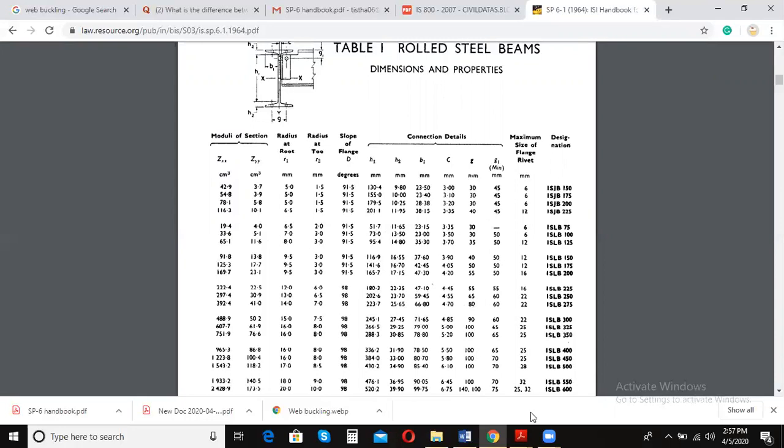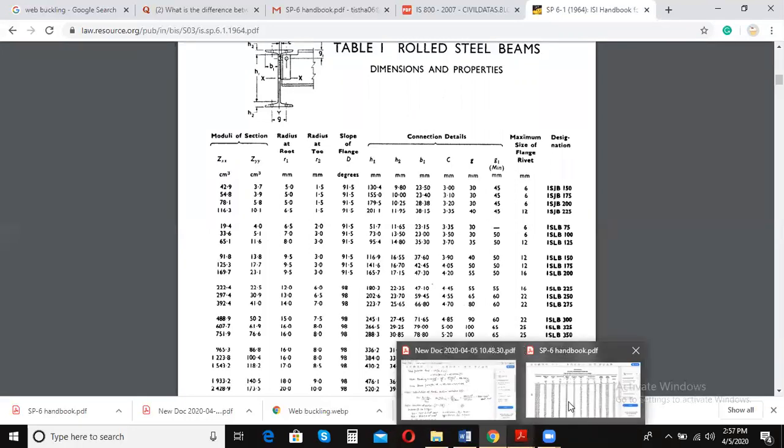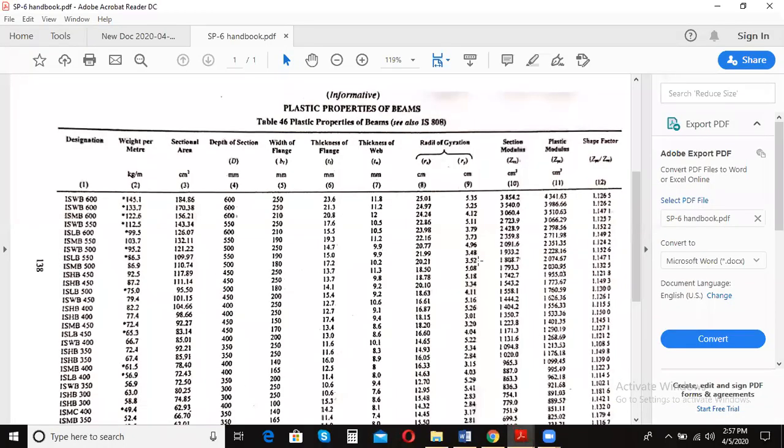So I have just taken a picture of my IS 800 2007 where the specifications of different I sections are given. It is given on page number 138, and I have chosen a section ISLB 550, right? Please write it down. It is ISLB 550, or you note it. So where is the section? ISLB. So this is my section.